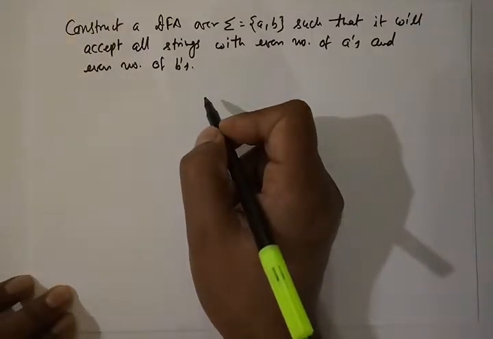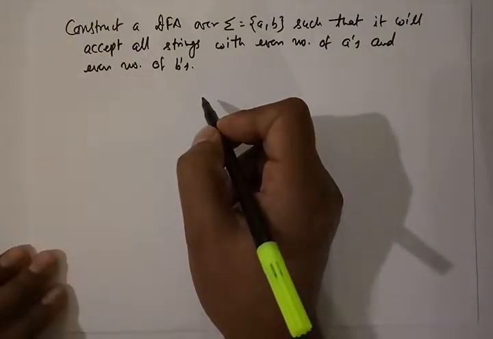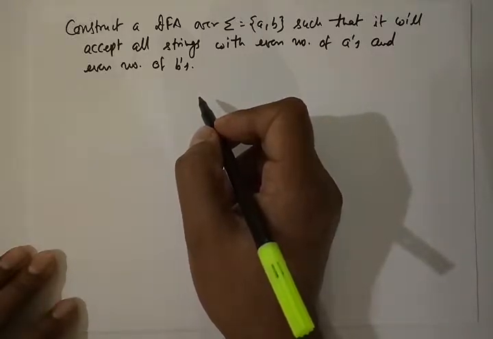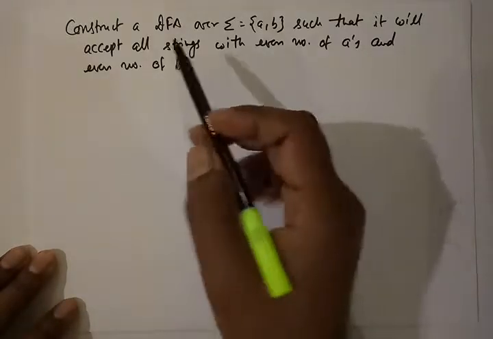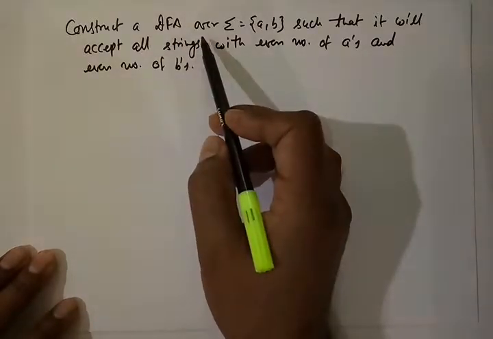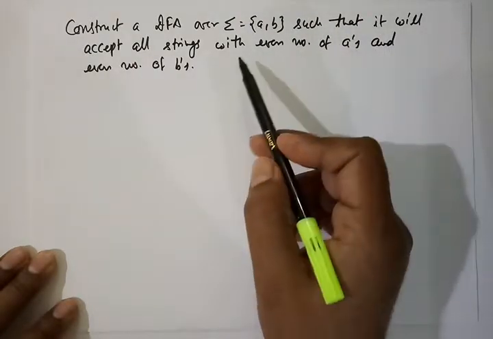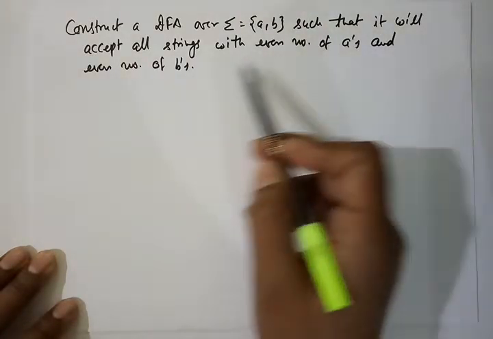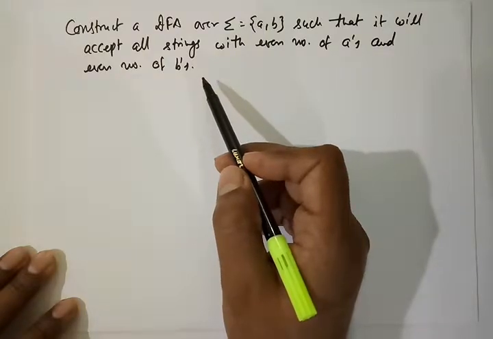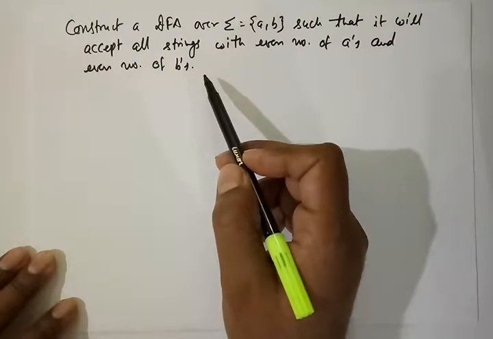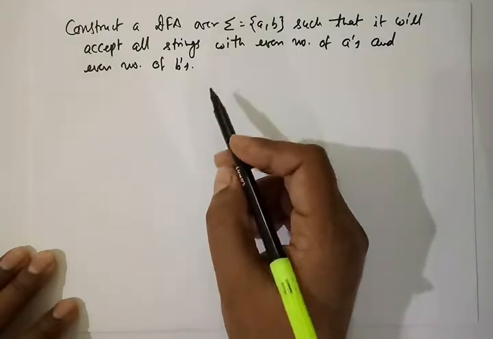In this lecture, we are going to discuss some more examples over DFA, NFA, and then we see what is regular language. So, we take a question. Construct a DFA over summation equal to {a, b} such that it will accept all strings with even number of A's and even number of B's.